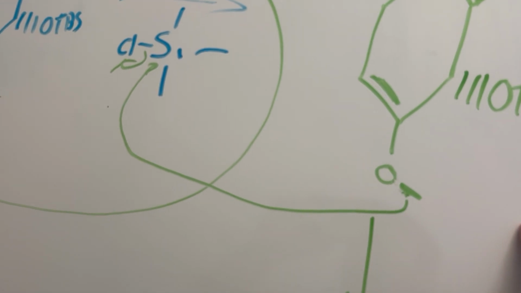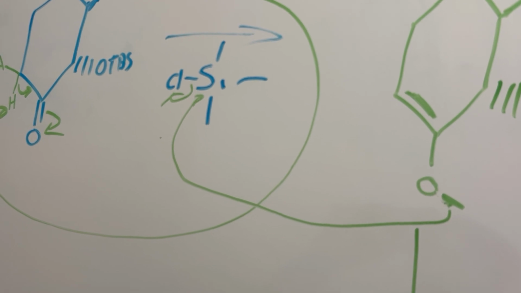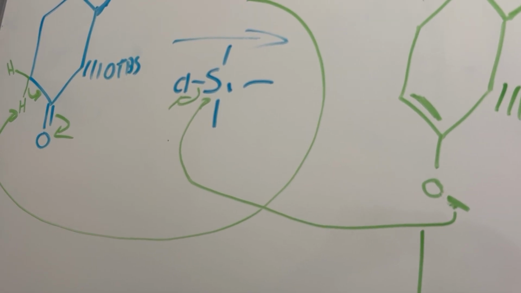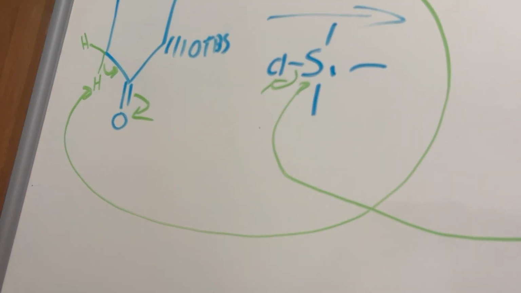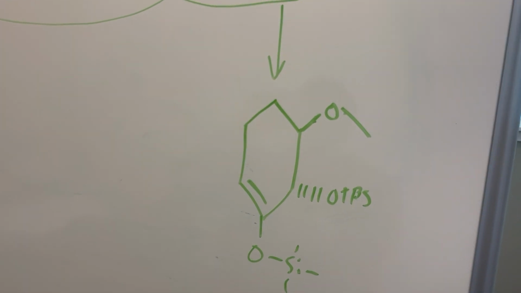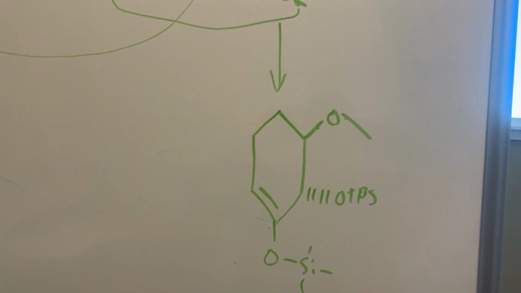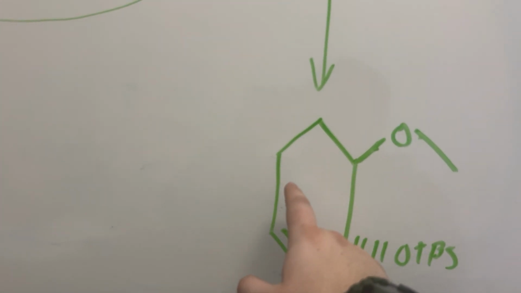So we want to protect it for a second by using this silicon chloride with trimethyl, and it's going to attack, making the Cl a good leaving group leave, and we'll be protected with that silicon group, which we'll use in the next step to basically move this bond, we're going to come over here.